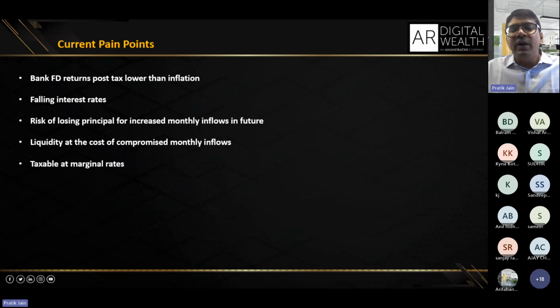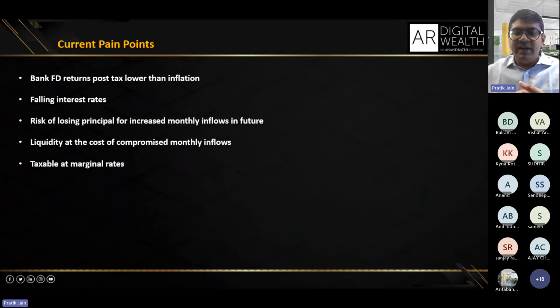Fourth important point is liquidity at the cost of compromise monthly flows. So in a mutual fund, we know if we invest 1 crore, we don't need to redeem 1 crore, right? We can withdraw 5 lakhs, we can withdraw 2 lakhs, we can withdraw 10 lakhs. The balance amount continues to grow. But in an FD, if you have done an FD of 1 crore and if you want to redeem 10 lakhs, you have to cut the entire FD and then you have to reinvest.